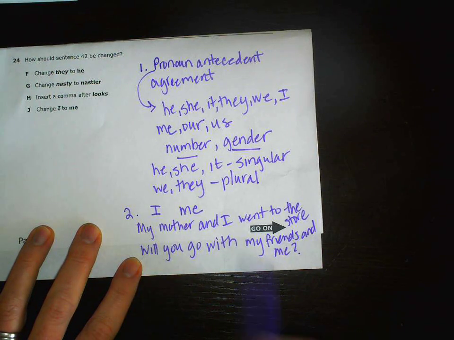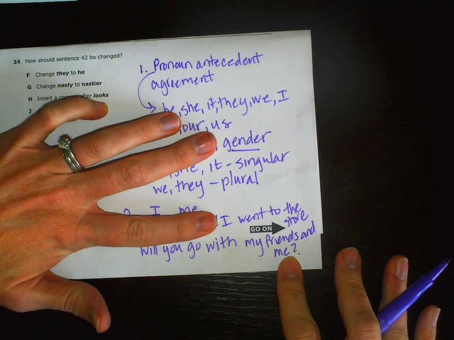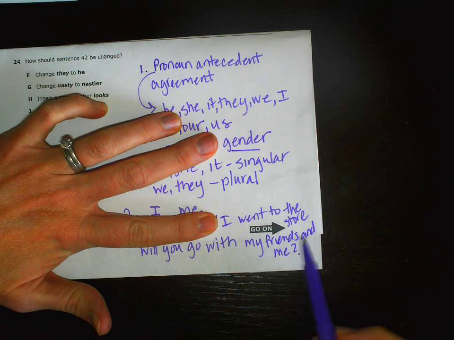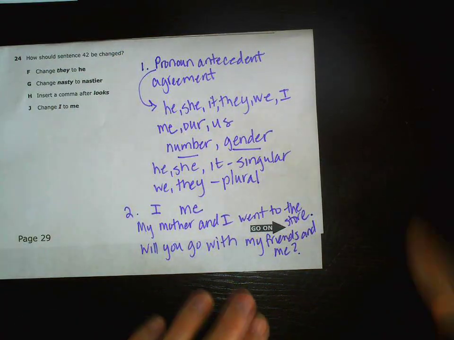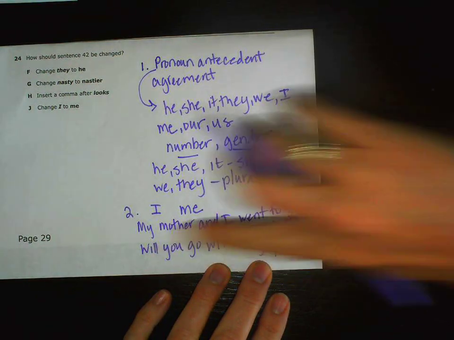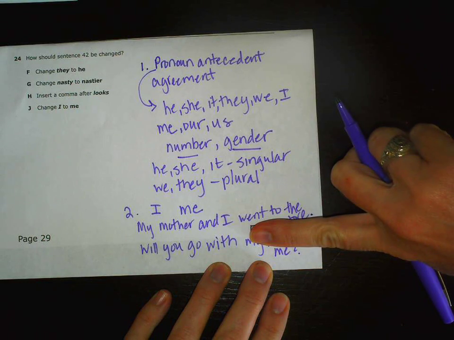But how do I know when to use this? Here's the trick. Get rid of the other person. So you would say, I went to the store. You wouldn't say, me went to the store. And if you get rid of the other person, will you go with me? You wouldn't say, will you go with I?